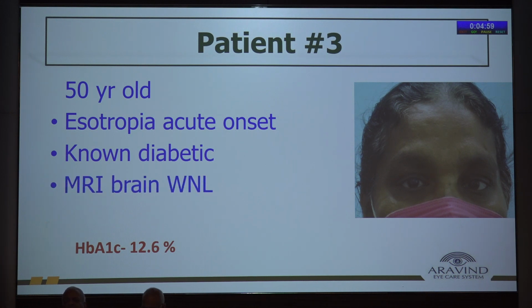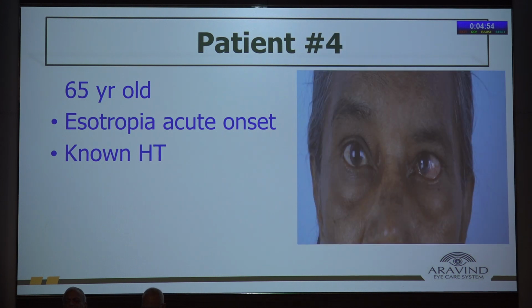So this was presumed to be a microvascular ischemic cause. The next is a 65-year-old female. She had a left sixth nerve palsy. So will you take this case as an ischemic sixth nerve palsy?